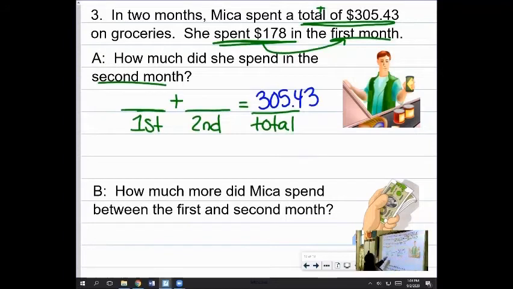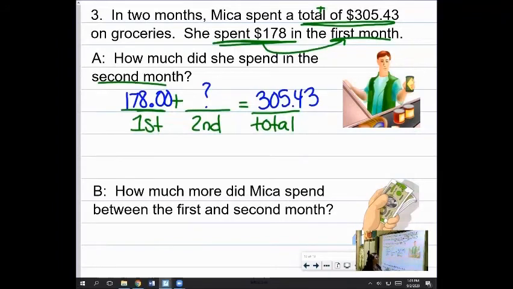In the first month, she spent $178, which I know the decimal would be here. And so if it rang up at the register, it would look like that. I want to know what they spent on the second month. Would you add those together?